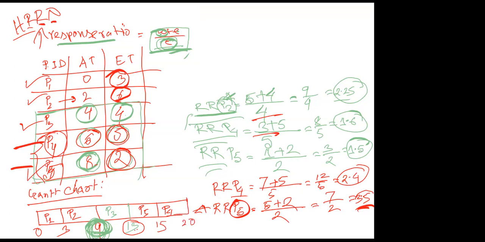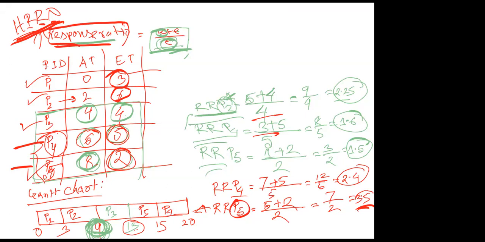So this is the Gantt chart for the HRRN algorithm. It is a very interesting algorithm. You need to calculate the response ratio to figure out this Gantt chart.